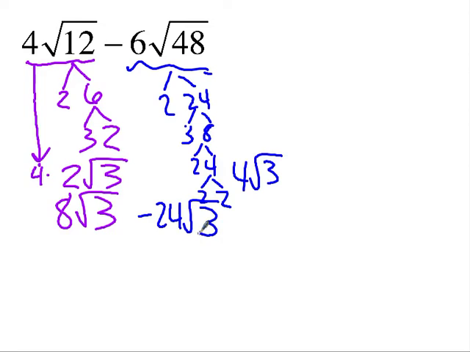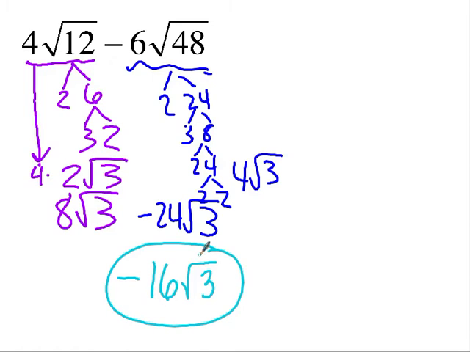Okay, good job. So there you go. So we get 8 root 3 from 4 root 12, and we get 24 root 3 from 6 root 48. When I combine those, my final answer is negative 16 root 3. Okay. Questions?